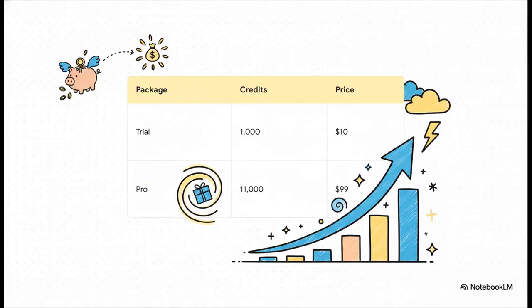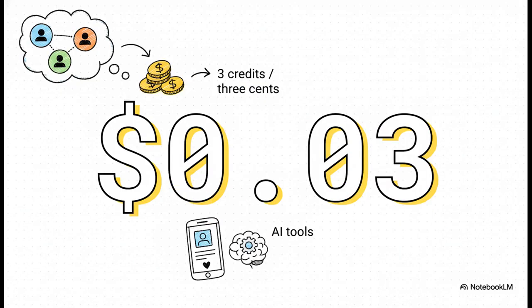And here's where you can really see the value. For $10, you can grab a trial pack of 1,000 credits to test everything out. But if you jump up to the $99 Pro Pack, you get 11,000 credits. That's a 10% bonus. So the system is basically rewarding you for going all in. Okay, but what does a credit actually get you? Let's make this real. Let's say you use one of their AI tools to whip up a social media post for your business. That costs just 3 credits. At the standard rate, that comes out to 3 cents. Yeah, 3 cents. It's micro pricing for these small everyday tasks.